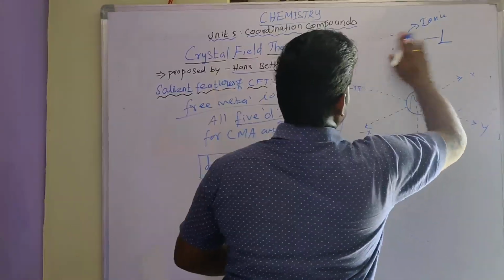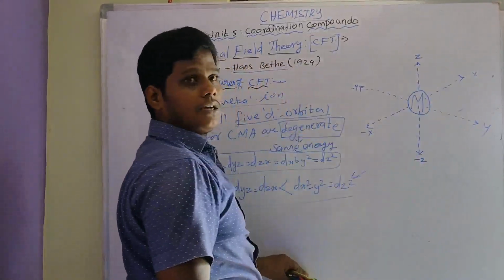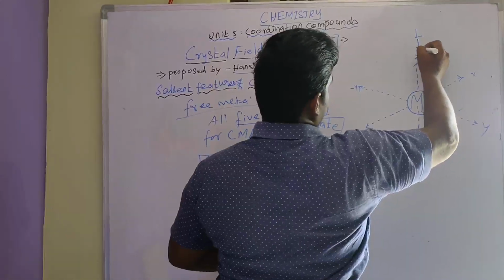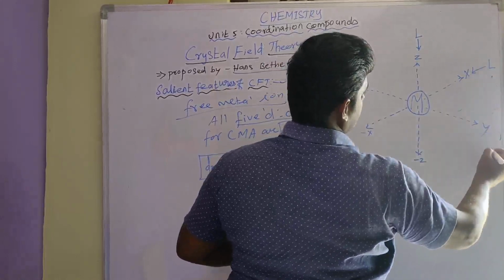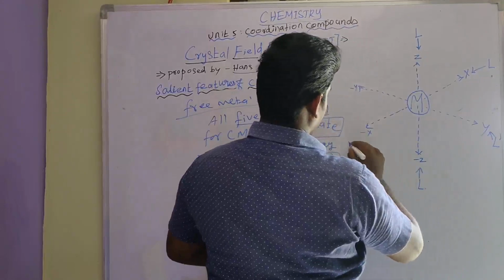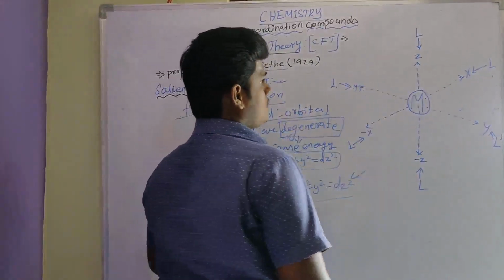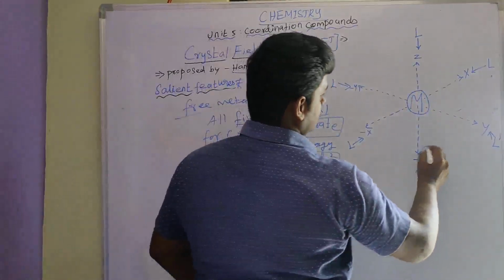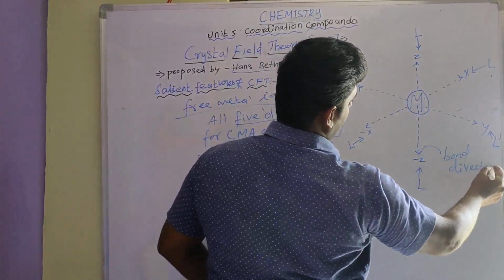The central metal atom has ligands present. Now the ligands approach along these axes, for example the x-axis. When a ligand approaches along a direction, that direction is called the bond direction.